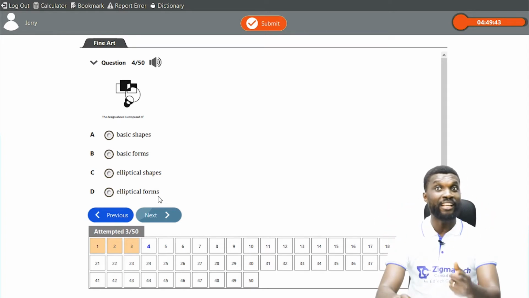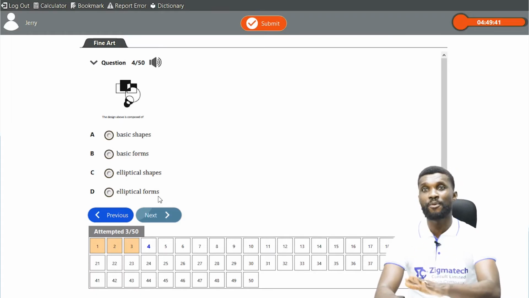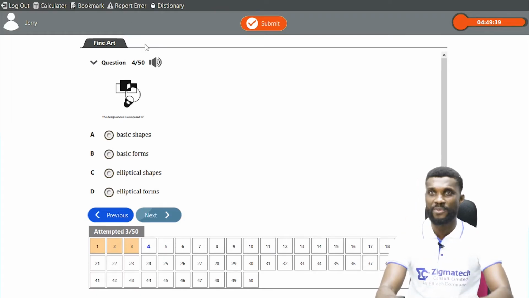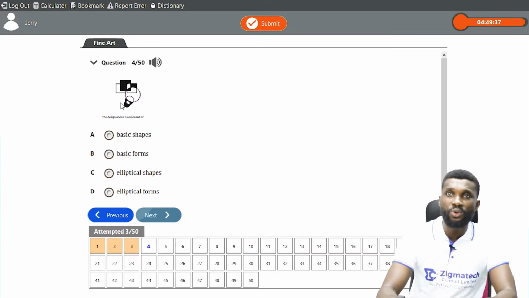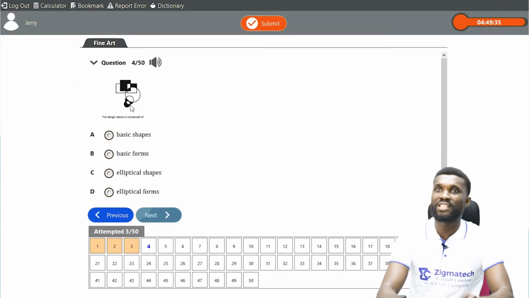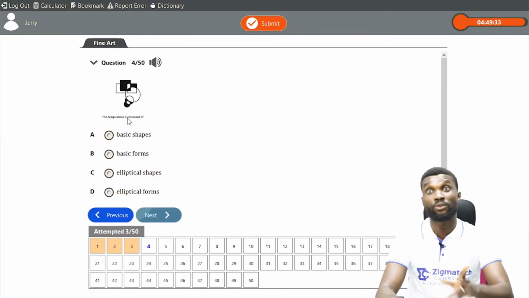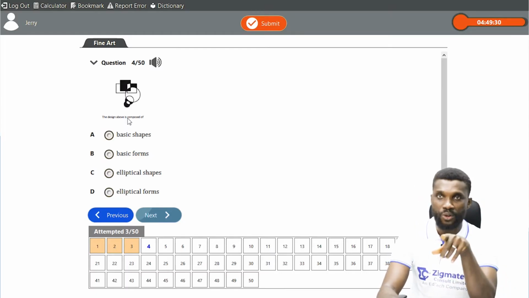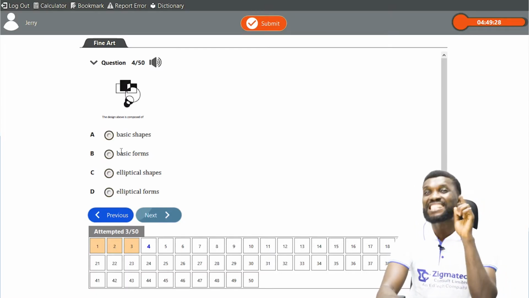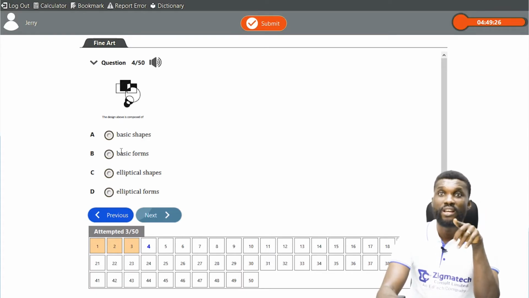Based on what you're seeing there, you will know that those are basic shapes, because you can actually identify all the shapes that you have there. You see the circle, the square, the rectangle, the mini circle and all that. They're just basic shapes. They're not formed, they're not 3D, and they're not elliptical. So you understand? So now the answer for question number 4 is what?